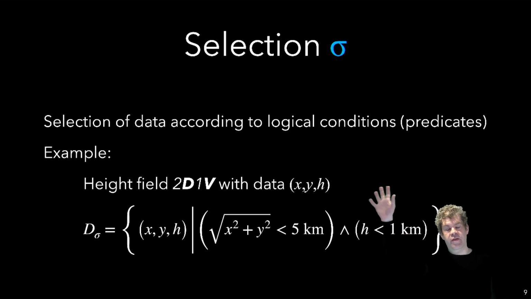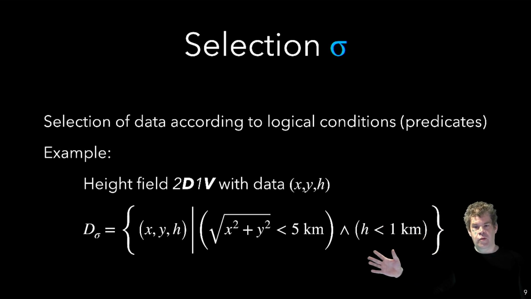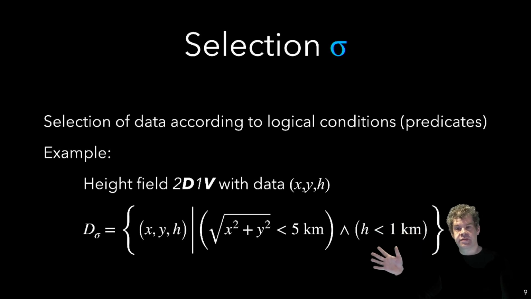So for instance, if I have a height field, which is just a set of x, y values that map to a certain height, a plane with height values, we would probably call this a height field or terrain. And say I'm interested in this predicate here. My input is x, y, and height. And what I select out are those values where h, the height, is more than 1 kilometer, and where x and y, each squared, added together, where the root is below 5 kilometers. That's just a mathematical term.